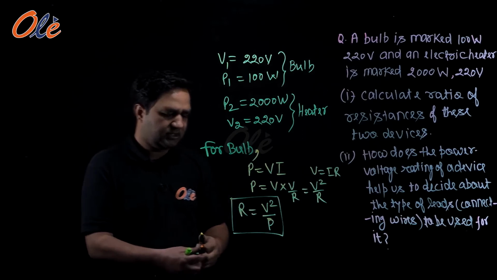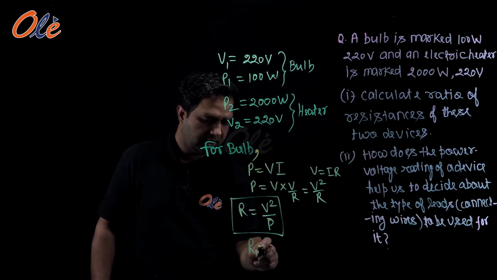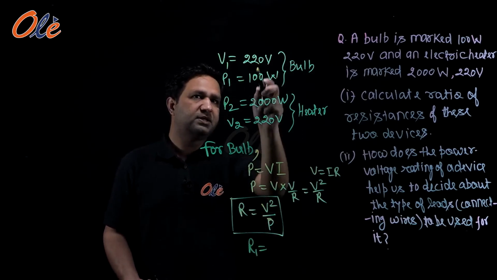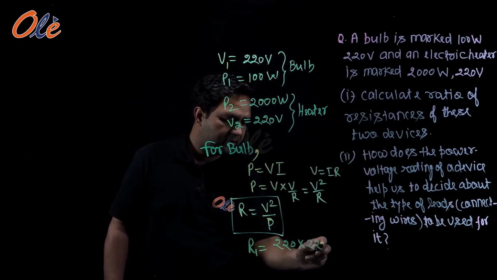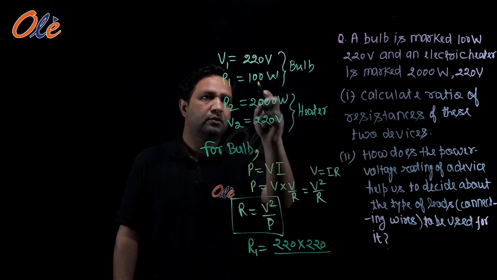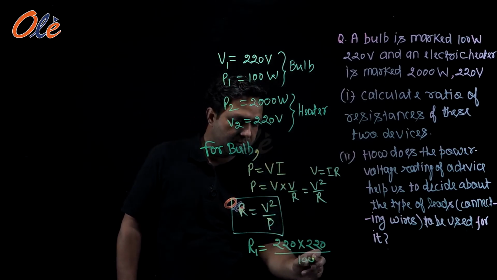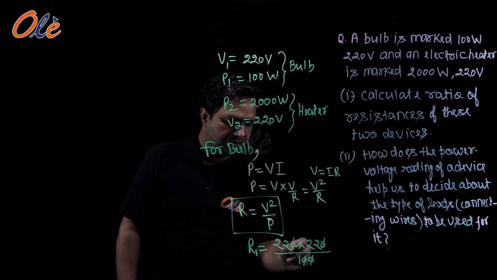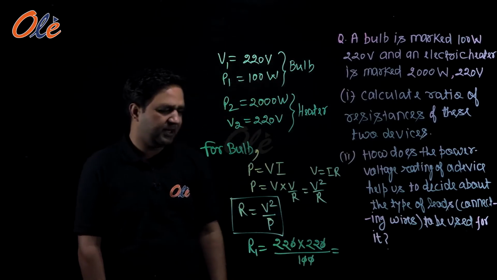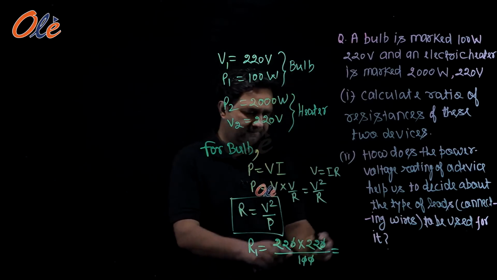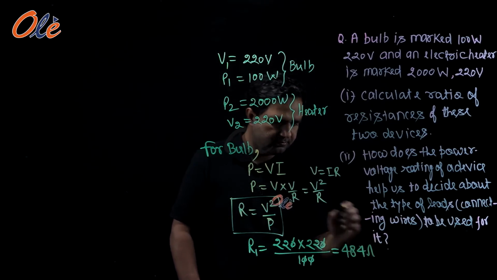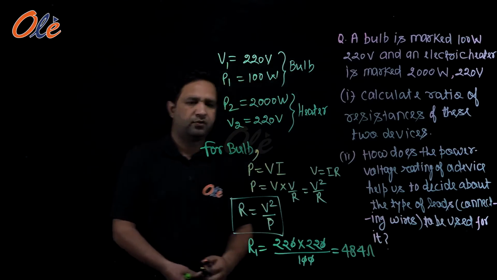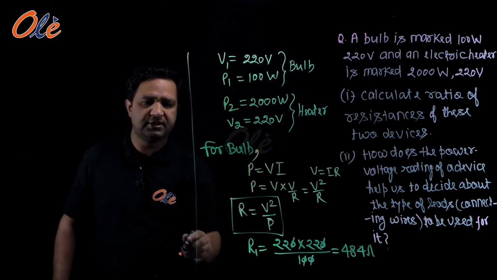तो R1 कितना हो जाएगा? R1 is equal to V square, means 220 into 220 upon P, which is 100. This 0 will be cancelled out. 22 multiplied by 22 कितना आएगा? 484 ohm. 484 ohm for bulb.